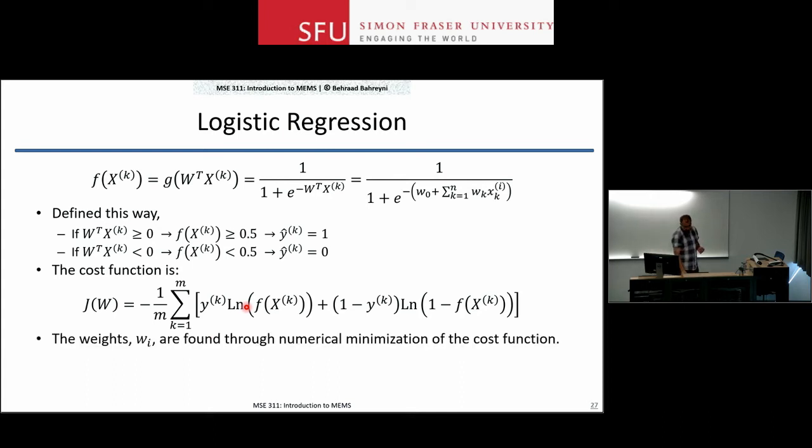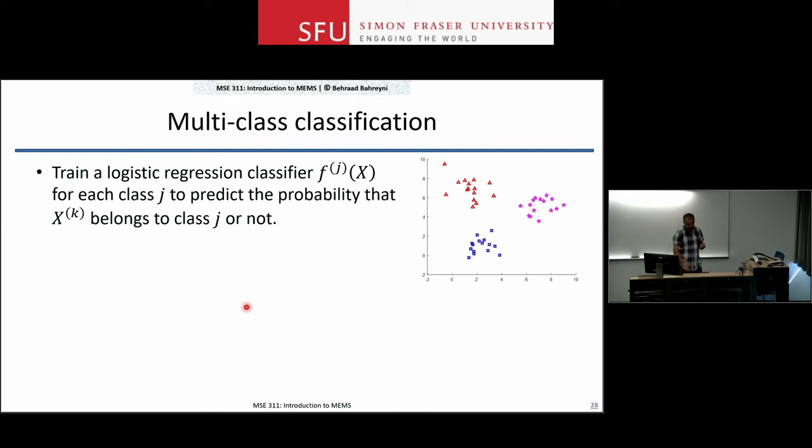And usually we do this through some numerical minimization of the cost function. And that's it. Basically, you figure out what W's best separate the two classes from each other. Now the next question is, what if you have more than two classes?